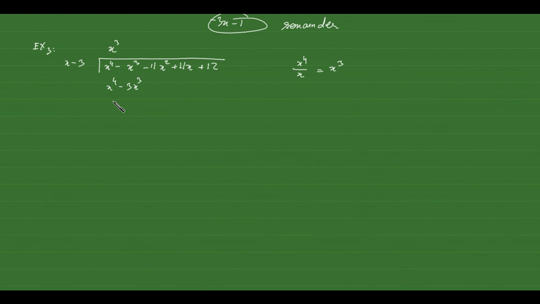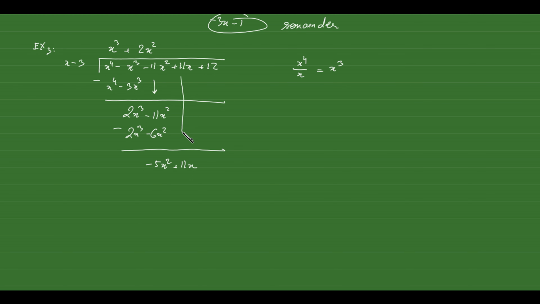Alright, let's do the subtraction, which gives you negative, so it will be 2x to the third, because negative 3 minus 1 is 2. Drop them down one by one. Don't drop everything. This goes into this and gives you 2x squared. Multiply, and you get 2x to the third minus 6x squared. Do the subtraction, negative becomes positive 6. 11 plus 6 is negative 5x squared. Drop 11 down.